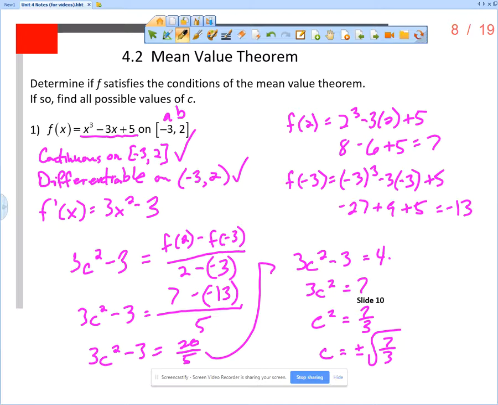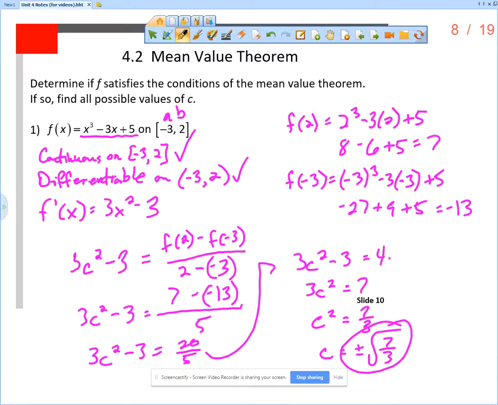Now, let me make sure you understand. c must be a value in between negative 3 and 2. So the question is, are both plus or minus root 7 thirds answers? Or in other words, are plus or minus root 7 thirds both between negative 3 and 2? What is 7 thirds? Well, 7 thirds is 2 and 1/3. So we're taking the square root of 2 and 1/3. Think about it. The square root of 4 is 2, so the square root of 2 and 1/3 would be less than 2. And the negative would be greater than negative 2, of course. And so they are both answers. So plus or minus root 7 thirds are both of the answers.